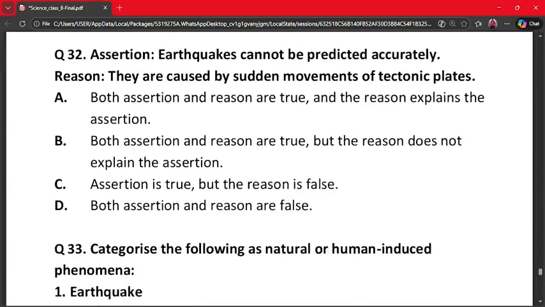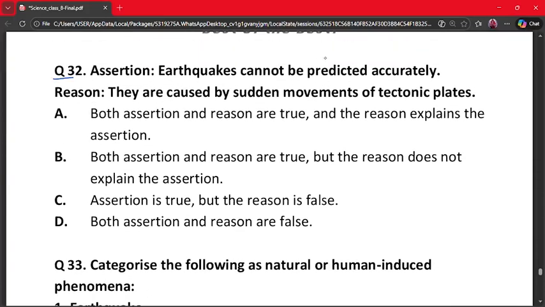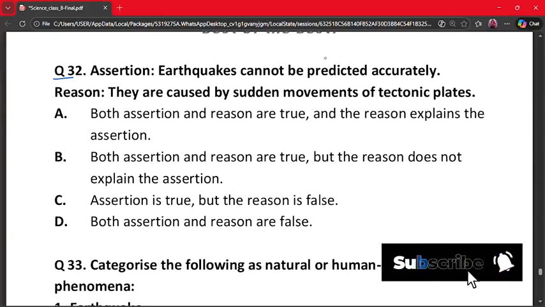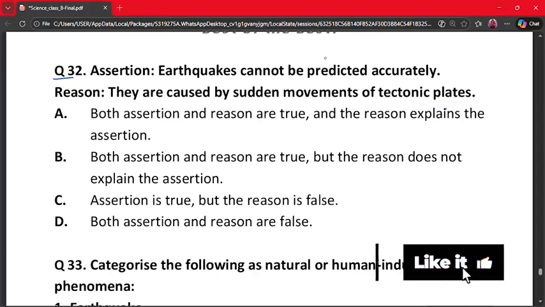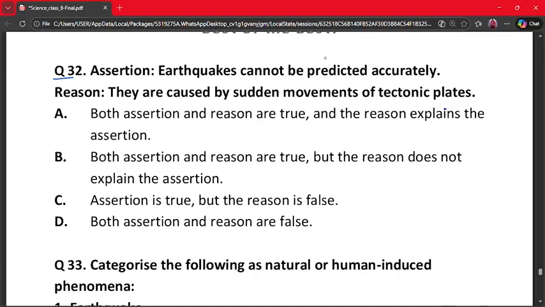Our next question is question number 32. Assertion: earthquakes cannot be predicted accurately. Reason: they are caused by sudden movements of tectonic plates. A. Both assertion and reason are true, and the reason explains the assertion. B. Both are true, but the reason does not explain the assertion. C. Assertion is true, but the reason is false. D. Both are false. Here, earthquakes happen suddenly due to plate movements, and this makes prediction very difficult. So both the statements are true and are linked. So the reason explains the assertion. So option A is the correct option.